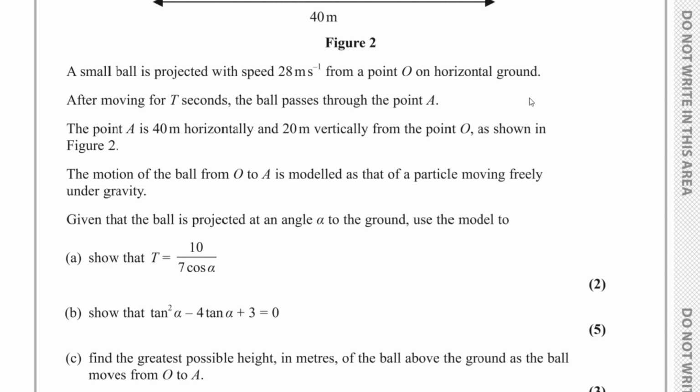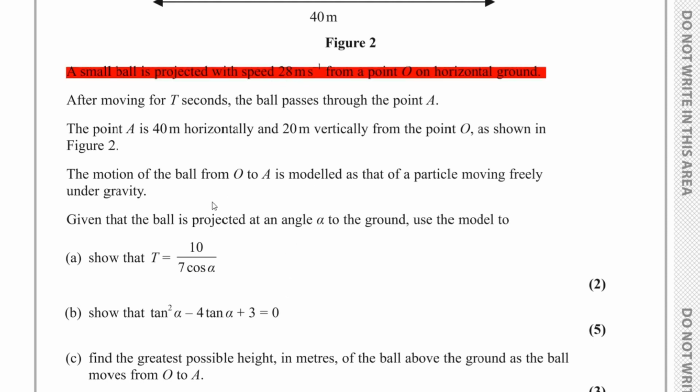Question number 5. A small ball is projected with speed 28 meters per second from a point O on horizontal ground. After moving for t seconds, the ball passes through the point A. The point A is 40 meters horizontally and 20 meters vertically from the point O, as shown in figure 2. The motion of the ball from O to A is modelled as that of a particle moving freely under gravity. Given that the ball is projected at an angle alpha to the ground, we have to use the model to show for part A that t equals 10 over 7 cos alpha.